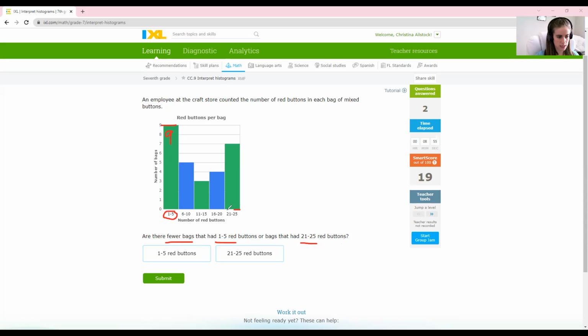Then the very end is our 21 to 25 section. If I trace my line over, that takes me to 7. So only 7 bags have between 21 and 25 red buttons. Our question is asking us which one is fewer. Well, 7 is fewer, 7 is less than 9. Therefore, the 21 to 25 range would be our answer.